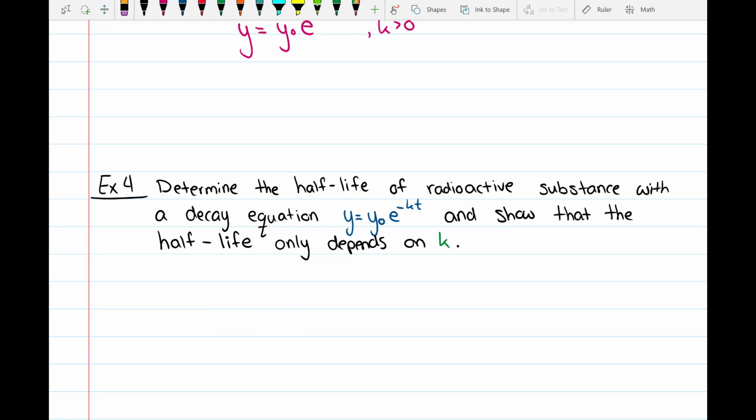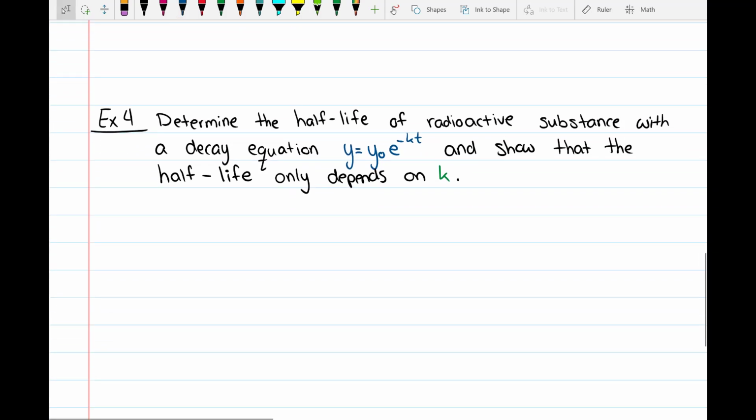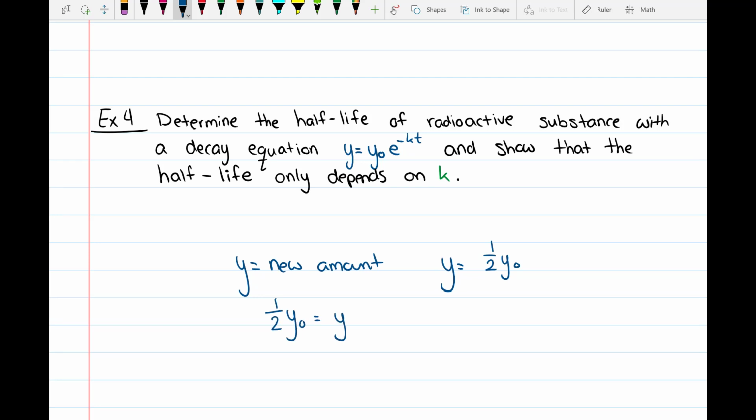So first let's point out what we're trying to solve for, and then I want to let you try it on your own. So we have this function here, y is equal to the new amount. And since we want half the original, y is going to be equal to 1/2 y naught. So we get the equation 1/2 y naught is equal to y naught e to the power of negative k times t. So on your own, I want you to go ahead and solve for t.